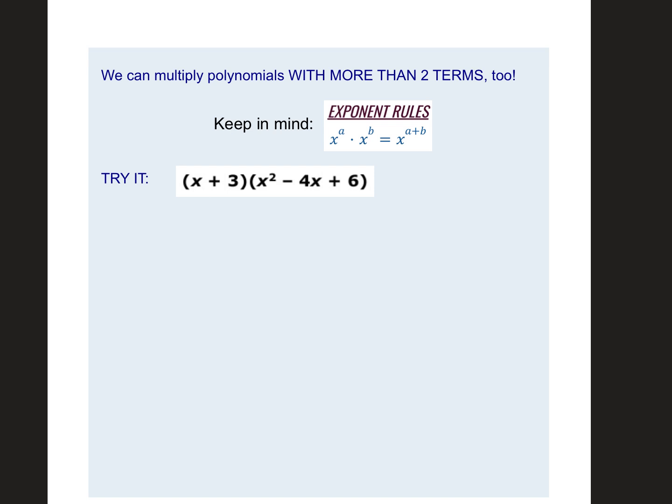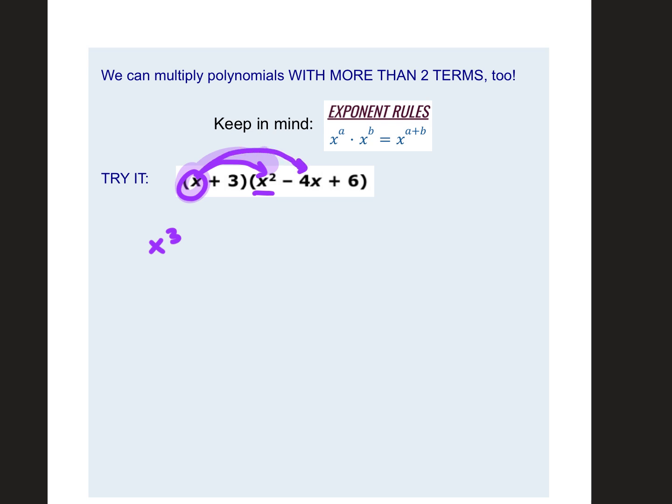In my first polynomial, we have 2 terms, x plus 3. So I'm first going to distribute the x into the second factor, and then I'm going to distribute the 3 into that second factor. So I'm going to start with the x. I'm going to take the x and multiply it by everything in that second parentheses, starting with x squared. X times x squared gives me x cubed.